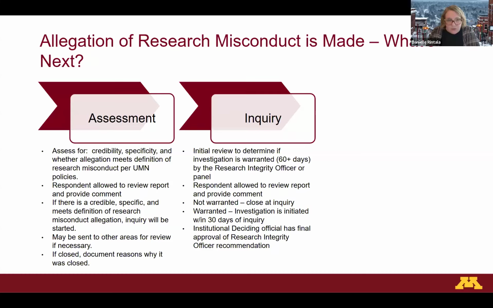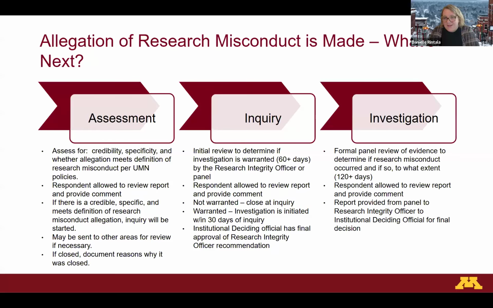The respondent, after we've completed a full inquiry, is allowed to review that report and provide their own comments and feedback. If we think that an investigation is warranted because the evidence supports that there may have been research misconduct, then it has to go to a full investigation within 30 days of inquiry. Ultimately, though, the research integrity officer does not make the determination. They make a recommendation, and the institutional deciding official has the final approval. And at the university, the institutional deciding official is the vice president for research.